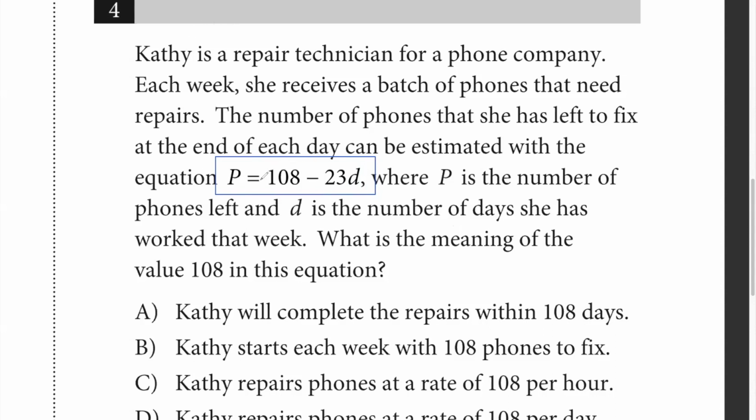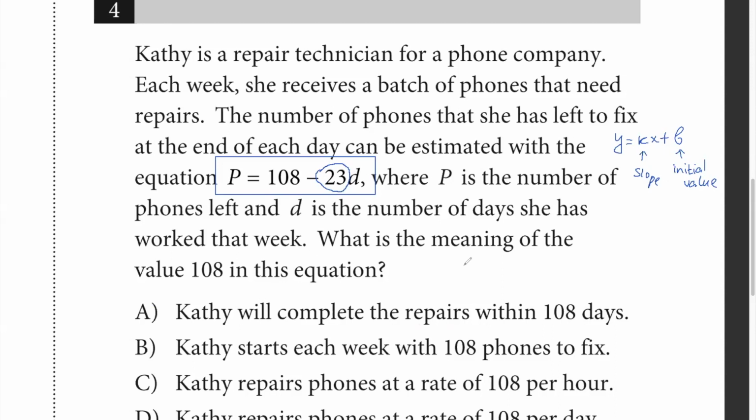We are familiar with this formula, which is y equals kx plus b. That is a linear equation, and b here is the initial value. And k here, the coefficient of x, is the slope. As you see, slope here is minus 23 and 108 is an initial value.